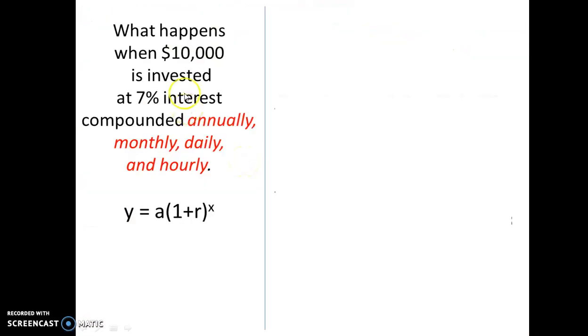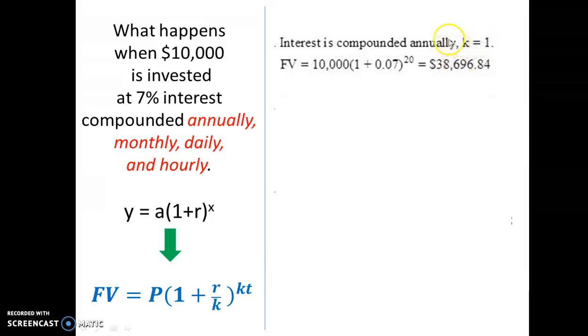All right, so in the investigation, you also looked at what happens when you take $10,000 and you invest it at 7% interest, compounded annually, once a year, monthly, daily, hourly, what happens? So again, we begin with our basic exponential growth model. We adjust it to create the future value model, and we see what happens. So if you have annual compounding, k is 1. So if this value is 1 and this value is 1, we just have that 1 plus 0.07, the 7%. And there's the 20 years that that's invested for. It gives you this amount.